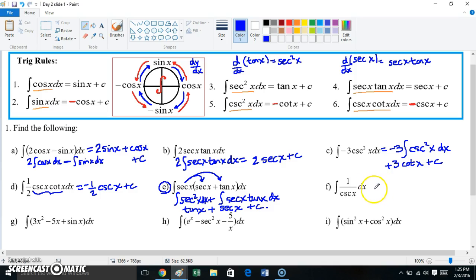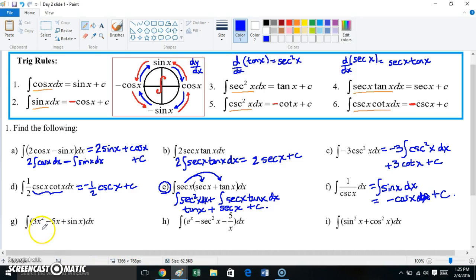Okay, 1 over cosecant x. Cosecant is a reciprocal function. It's the reciprocal of sine. So 1 over cosecant is the same as sine. So we're just looking at the integral of the sine of x, which is negative cosine of x plus c.